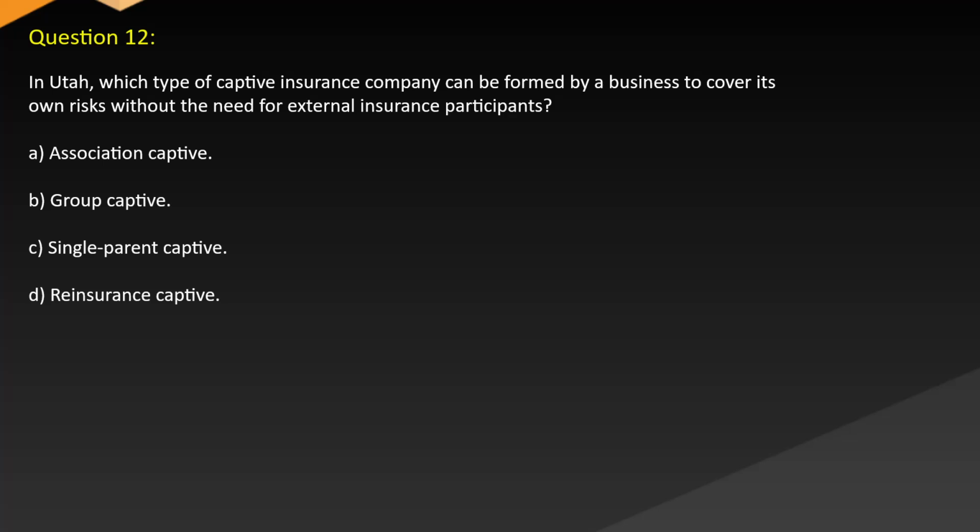Question 12. In Utah, which type of captive insurance company can be formed by a business to cover its own risks without the need for external insurance participants? A. Association captive. B. Group captive. C. Single parent captive. D. Reinsurance captive.